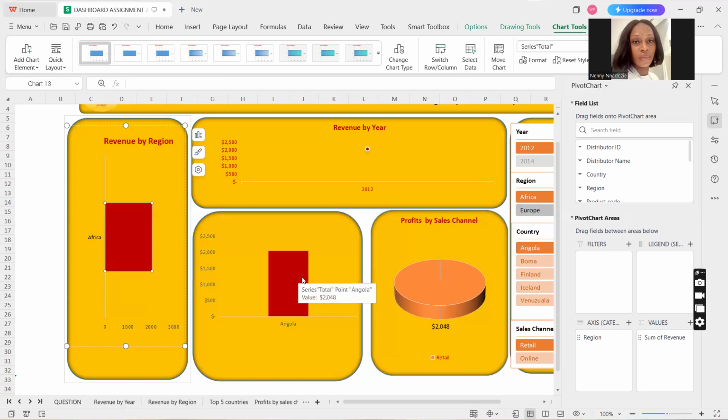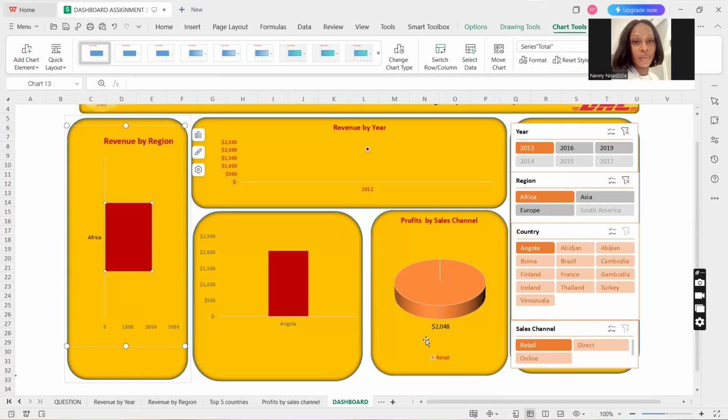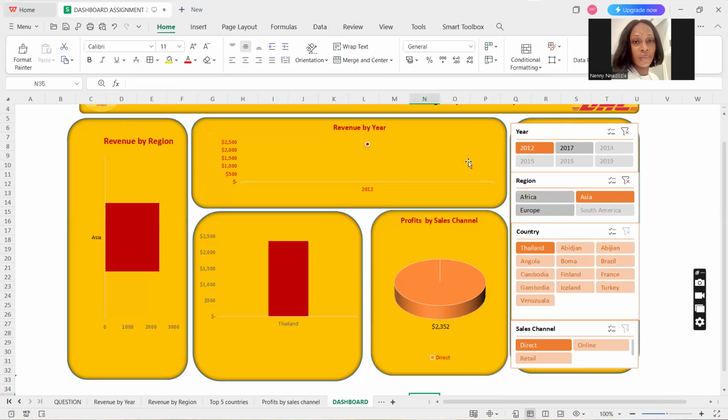Out of the 2 or 3 African countries in the data I collected, it's just Angola that made it in 2012. And the customers in Angola used the retail channel. They used the retail sales channel to order their products. Okay, so the same goes for Asia. In Asia, it's just Thailand too, and they used only the direct sales channel in 2012.